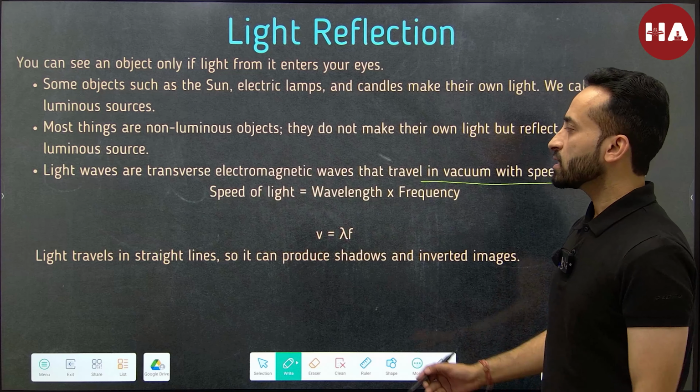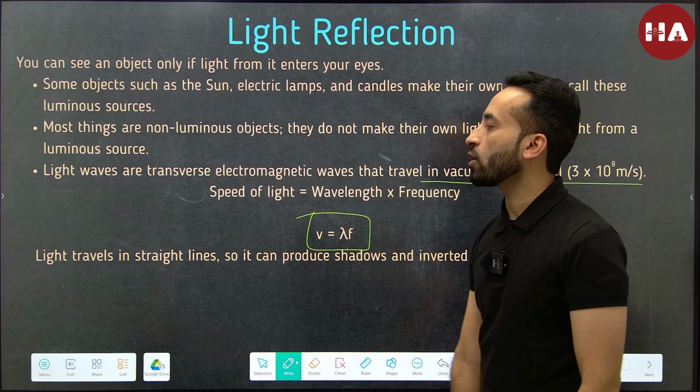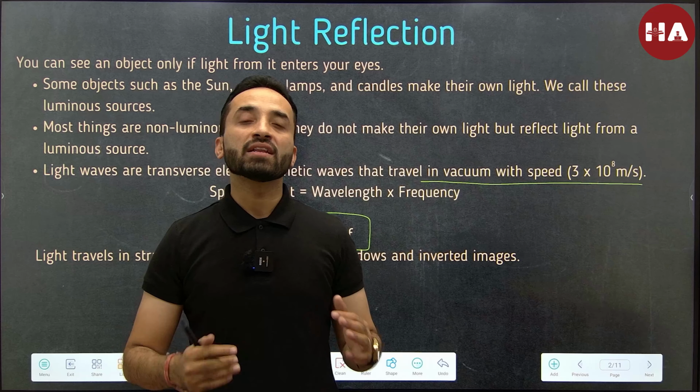Then speed of light, or any wave for that matter, you do understand, is product of f and lambda. Light travels in straight line, so it can produce shadows and inverted images. This is one thing that we almost assume, that light keeps propagating in a straight line. That is called the rectilinear propagation of light. So that is called a light ray.